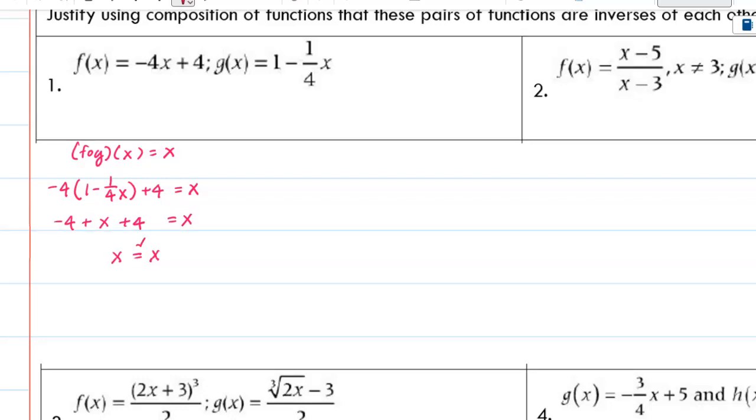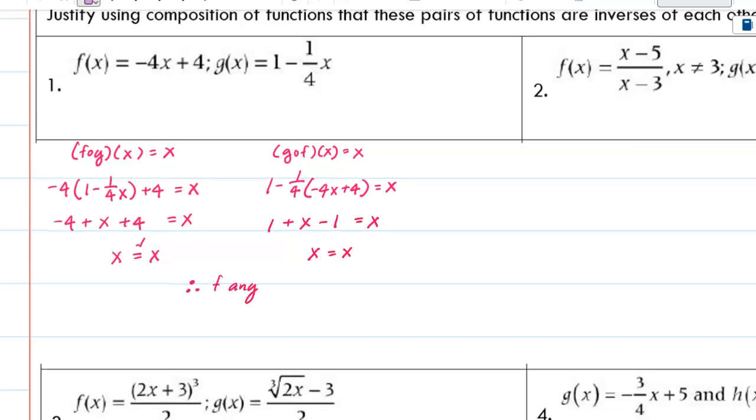Check. Okay, and then let's go ahead and prove g of f equals x. 1/4 g negative 4x plus 4 equals x. 1 plus x minus 1 equals x. X equals x. So therefore, f and g are inverses.